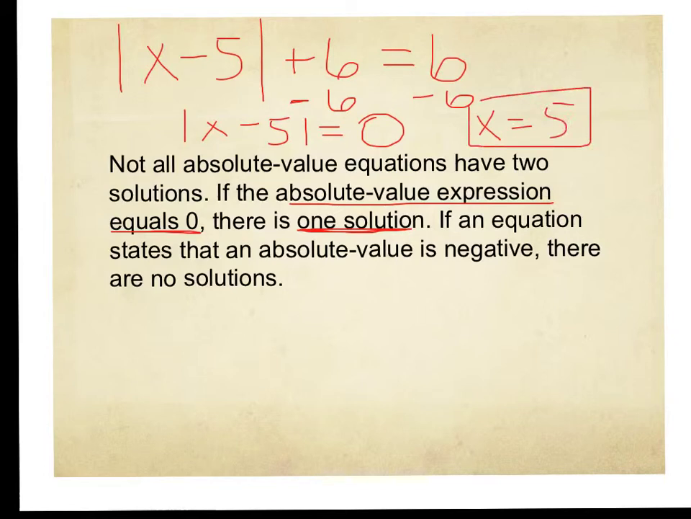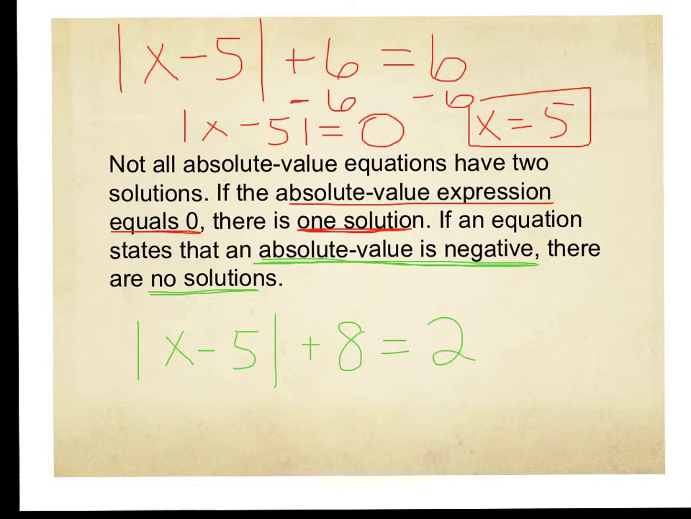Now let's take a look at when you would have no solution. Well, no solution is when the absolute value is negative. Remember, absolute value can never be negative. So let me give you an example of when absolute value could be negative. I'm going to still do x minus 5, plus 8 equals 2. Right now, whatever is over here is not negative yet because we have not isolated the absolute value. So if you subtract 8 from both sides, you would get absolute value of x minus 5 equals negative 6.